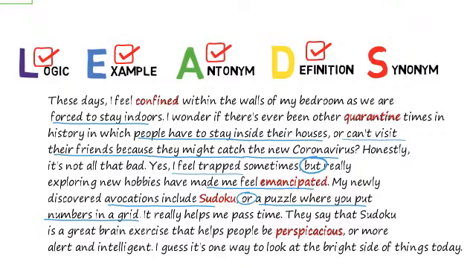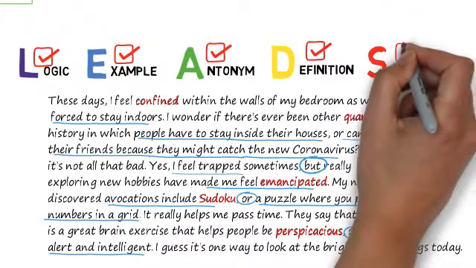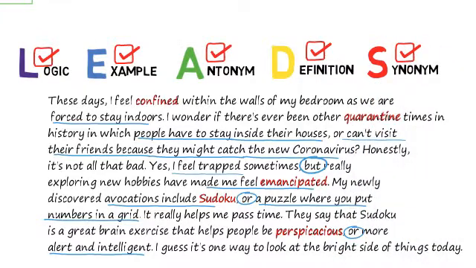Let's look at our last word, perspicacious. They say that Sudoku is a great brain exercise that helps people be perspicacious or more alert and intelligent. I know I'm giving a synonym because it's given me the keyword or and two other words that could mean the same thing as perspicacious, which is alert and intelligent. Good job. This is how you find meanings to words using different types of context clues within reading.